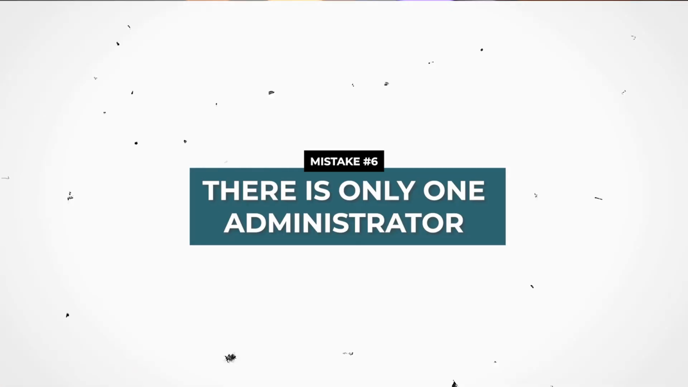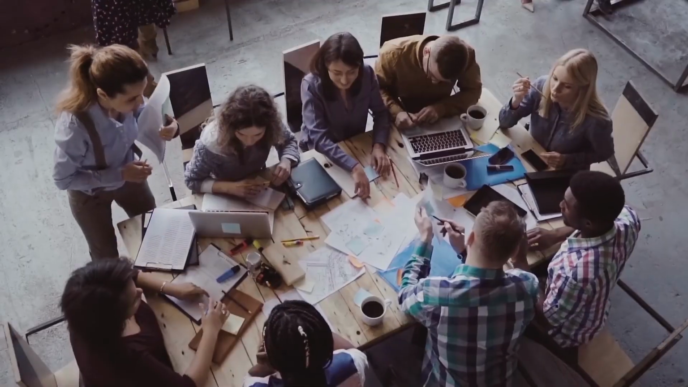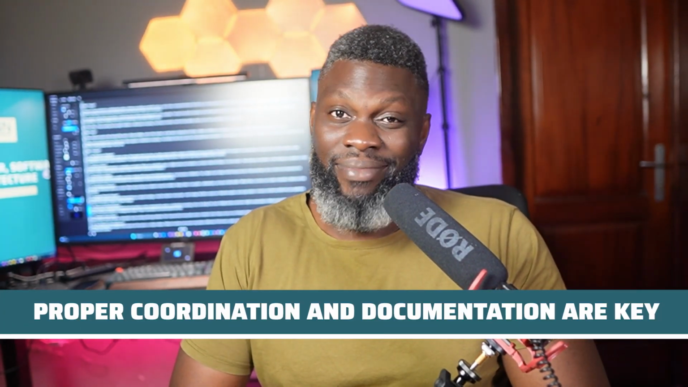And number 6, there is only one administrator. In many cases, we assume there is only one person or a team managing the system. In distributed computing, this is not always the case. Multiple admins or teams might be responsible for different parts of the system, which can lead to miscommunication or management issues. Proper coordination and documentation are key.